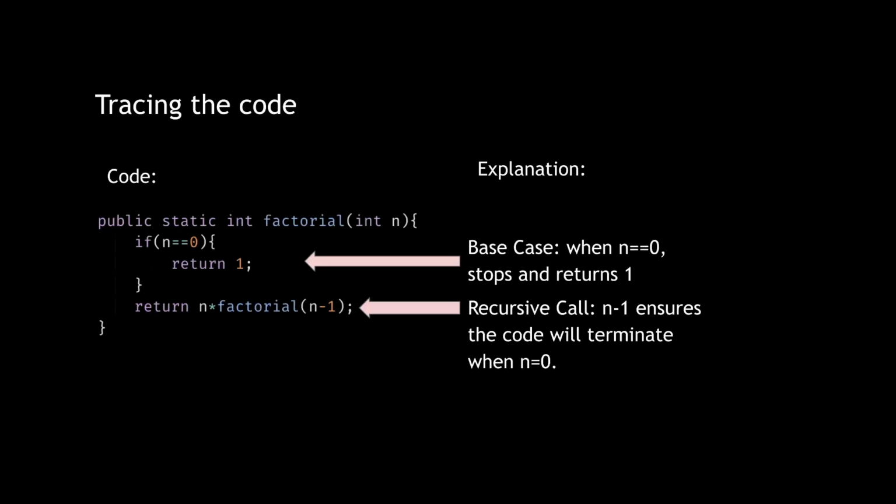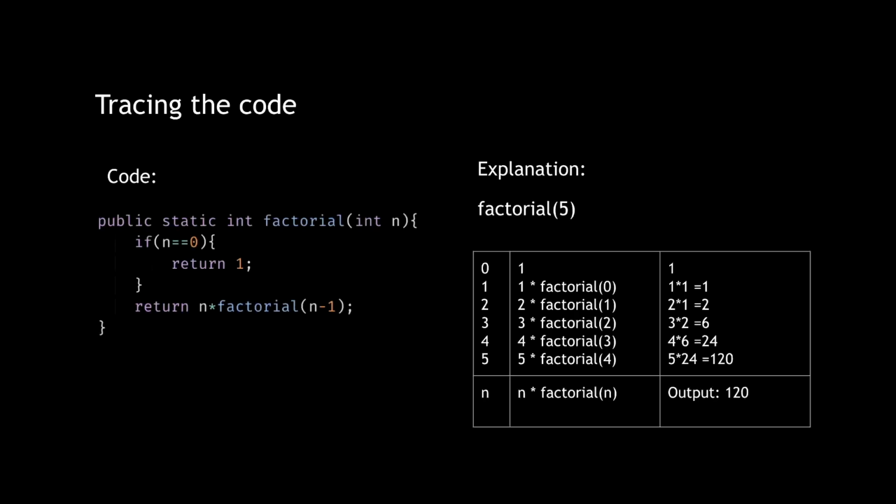We know this function is recursive because we have a base case, which is when n equals 0, it returns 1. And there's also a recursive call, n times factorial(n minus 1). Because there's both a base case and a recursive call, this is recursion. Let's trace what happens when we call this function.